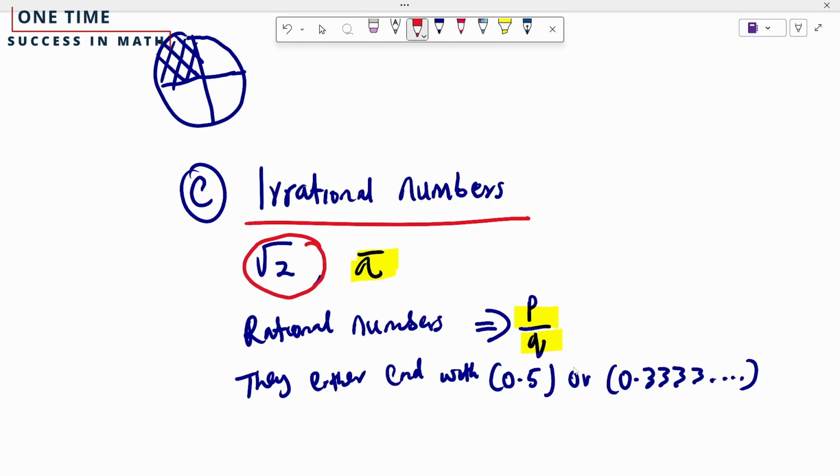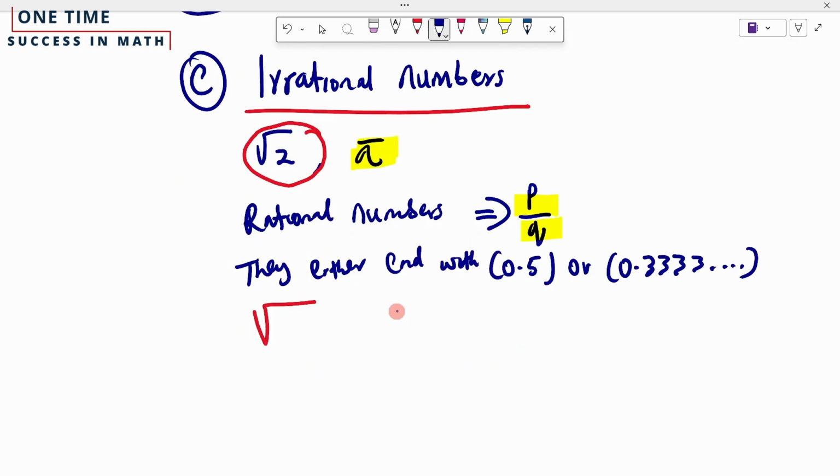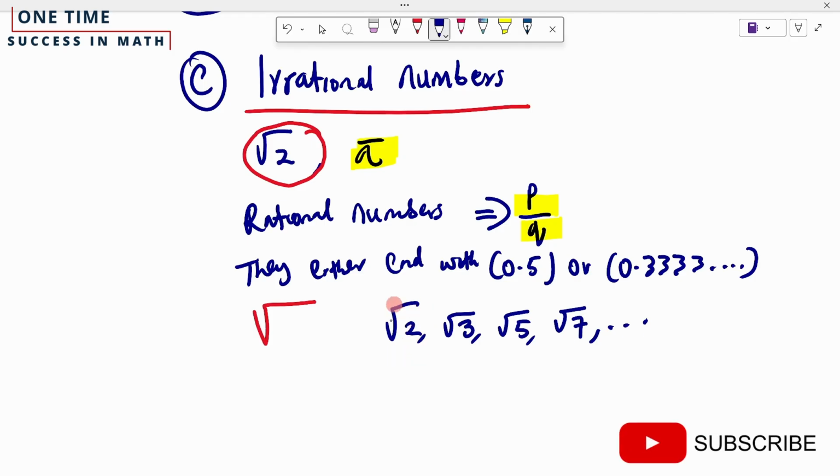The easiest way to identify an irrational number is to look at square roots. When you take the square root of a number that is not a perfect square, like root of 2, root of 3, square root of 5, square root of 7, and so on, the result is always going to be irrational. Why? Because there is no whole number or simple fraction that, when multiplied by itself, gives exactly 2, in the case of the square root of 2.